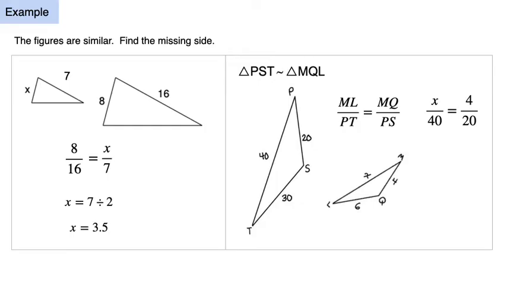I'm noticing there's a relationship that's quite obvious in the denominator there. 20 times 2 is 40. So that same relationship exists in the numerators. 4 times 2 would equal x. X equals 8.